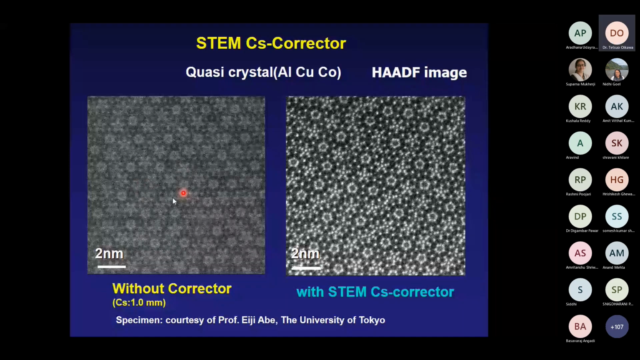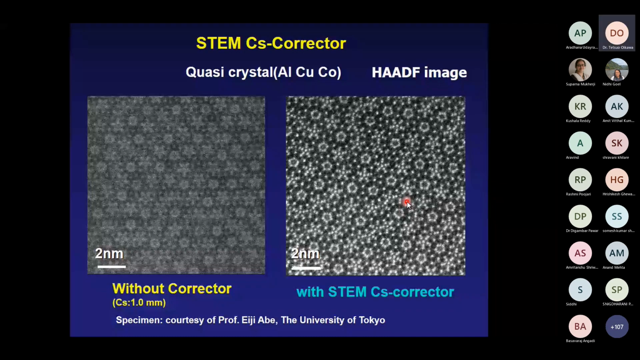The right one is the same sample with the STEM aberration corrector. Resolution drastically improved, and the white dots correspond to the heavy elements cobalt and copper, and the atom-to-atom distance is 1 angstrom. It's clearly resolved like this. Owing to the aberration corrector technique, we can clearly observe STEM atomic resolution in the analytical scanning microscope like this.